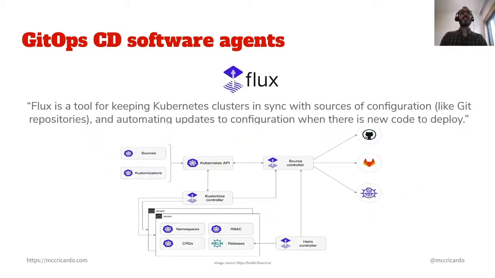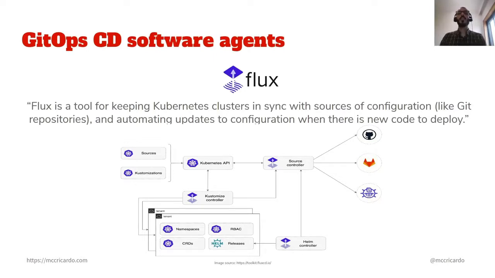So the first example of an agent that we are going to see is Flux. Flux was made by the company that popularized GitOps, which is called Weaveworks, and it's a tool for keeping Kubernetes clusters in sync with sources of configuration files in Git repositories. It means to automate all the deployments into our cluster.